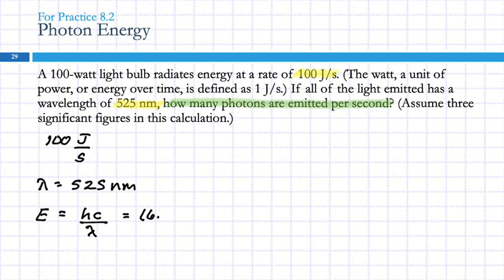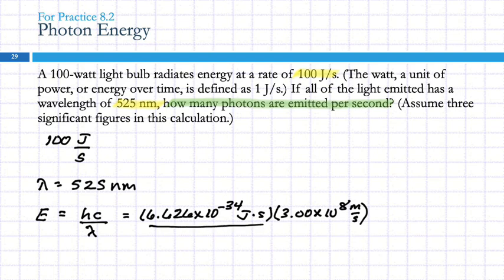So h is Planck's constant, 6.626 times 10 to the minus 34 joules times seconds. C is the speed of light, 3.00 times 10 to the 8th meters per second. And the wavelength, again, we're going to want to put this into meters so that the units are going to work out. So 525 times 10 to the minus 9 meters. And then we see that meters cancel and seconds cancel. And what we've got here is the energy of one photon in joules.